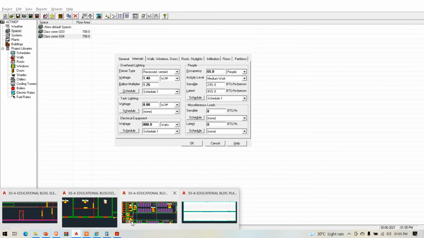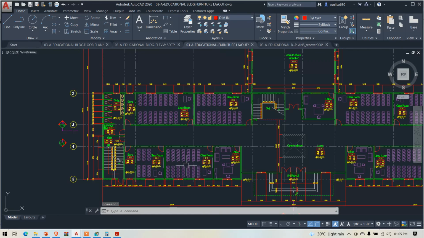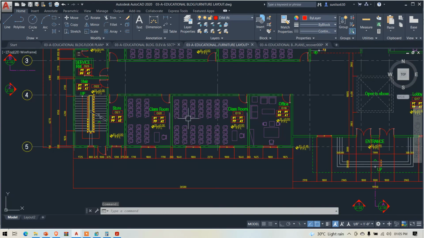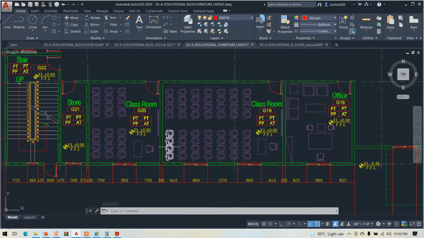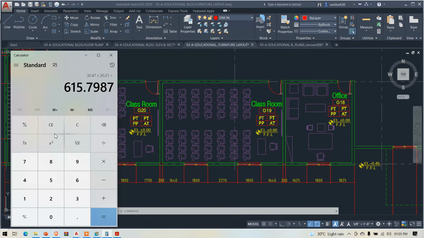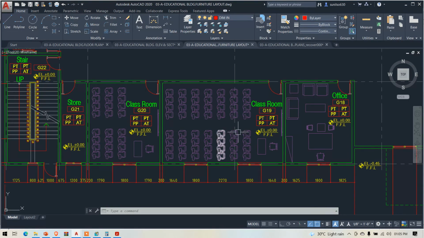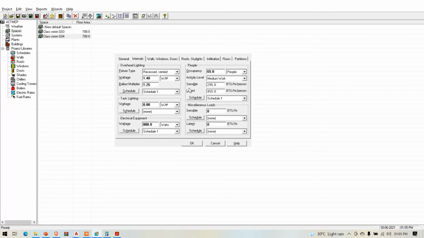So here, see, this is the furniture layout. In the furniture layout, the number of people: 8, 1, 2, 3, 4, 5, 6, 7. 7 8s are 56. 56 plus 1, total 57 members. So 57. This is how we have to edit it.